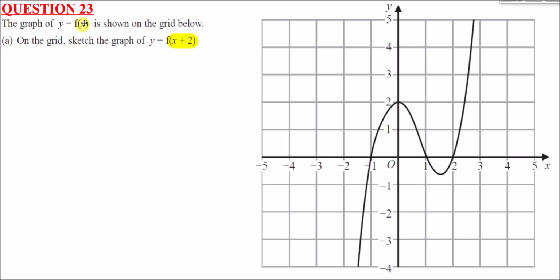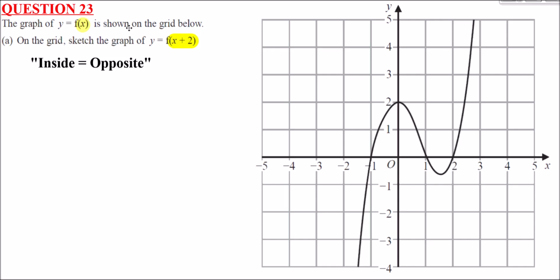Well, the input here is x, and the input's changed from x to an x plus 2, and also the input is inside these function brackets. So when the change occurs to f of x inside the function brackets, it will affect the x coordinates only. More than that, as well, it works opposite to common sense. So the shorthand way I think about this is inside equals opposite. When the change to f of x happens inside the brackets, it affects x in a way opposite to common sense.